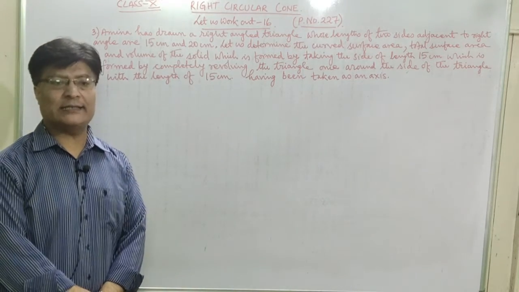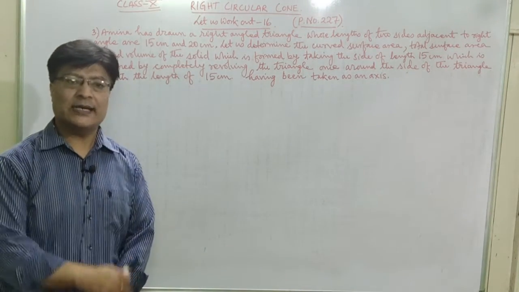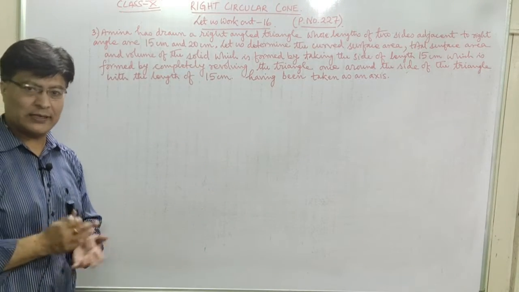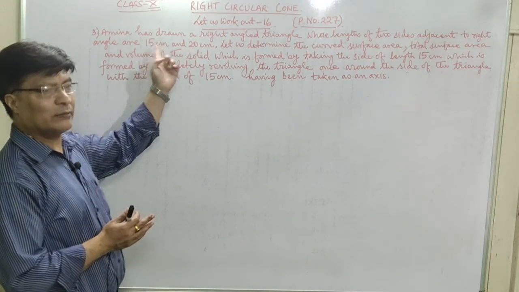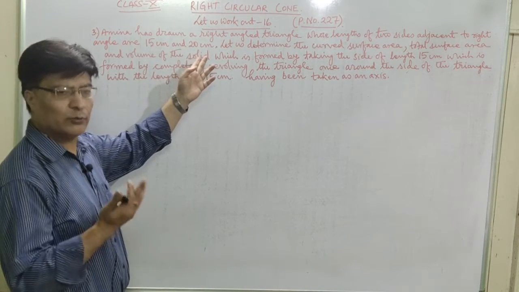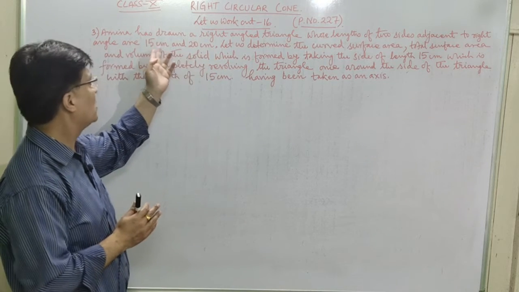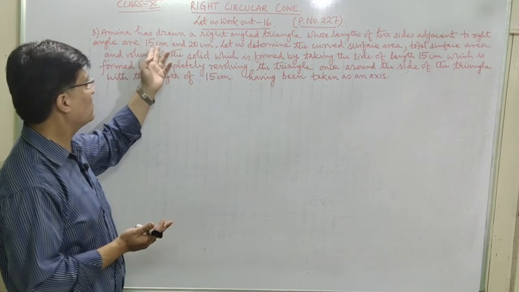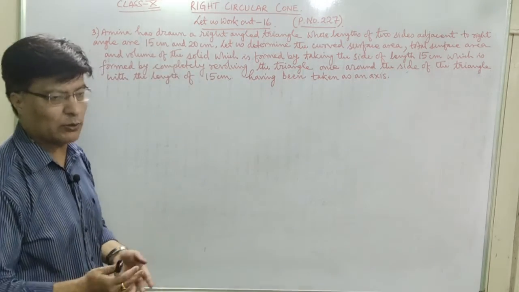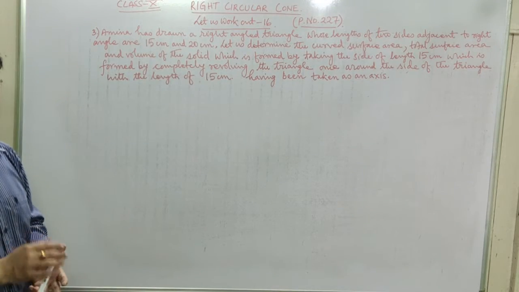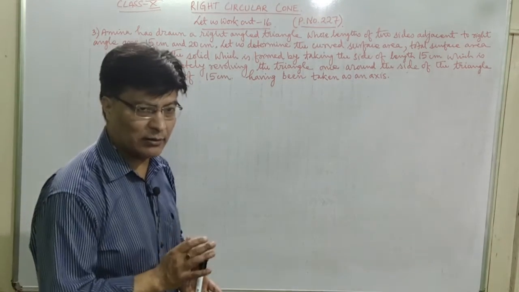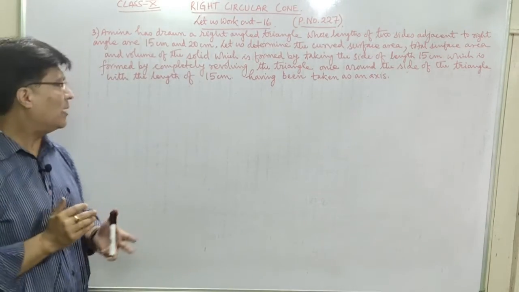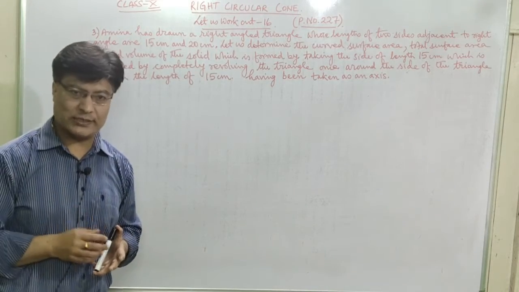Whose length of two sides adjacent to right angle are 15 centimeter and 20 centimeter. That is, one of these may be perpendicular, 15 or 20 centimeter, and the other is the base. That is, if 15 centimeter is the perpendicular then 20 centimeter is the base, or if the base is 15 centimeter then 20 centimeter will be the perpendicular. Okay, so now Amina has drawn a right angle triangle with length of two sides adjacent to right angle, it is 15 centimeter and 20 centimeter.